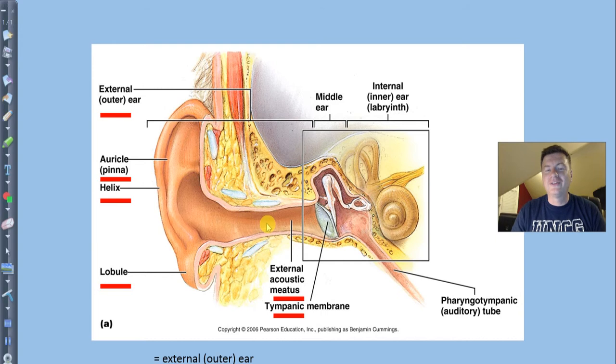Either term is correct. And it's going to have within it, of course, the glands that we associate with earwax production. And the tympanic membrane is either the end of the external ear or the beginning of the middle ear, depending on who you talk to. Here, I just made it the end of it, but technically you're going to find all these structures considered here as part of the middle ear.